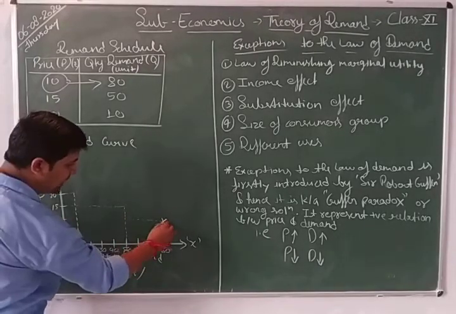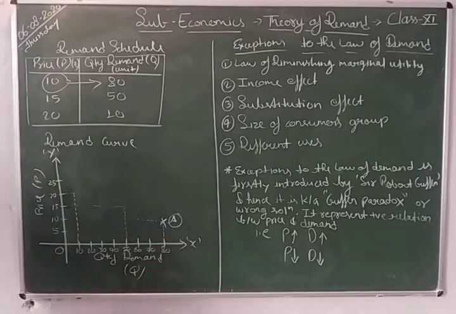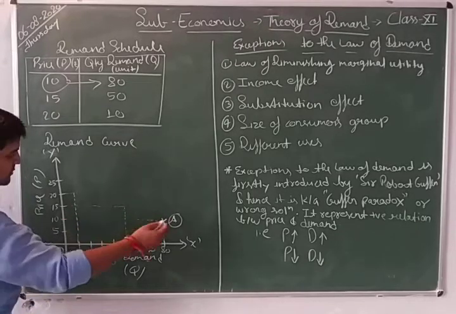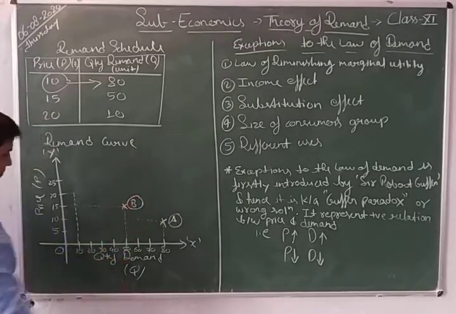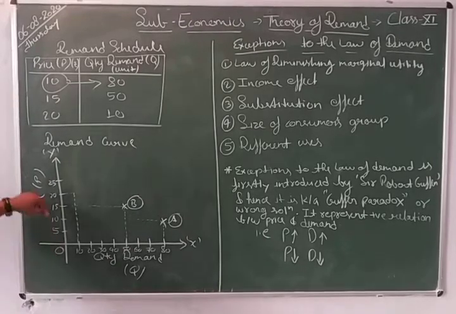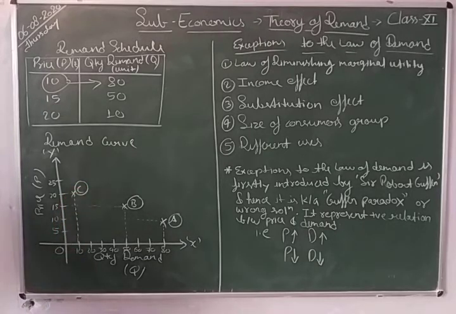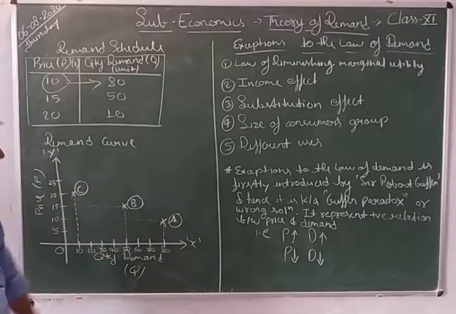We will find a point that is denoted by A. After that, when the price increases from 10 to 15, its quantity demanded goes to 50 units, and we will find the next point, that is point B. After that, if the price goes higher and becomes 20 rupees, then we will be able to buy 10 units. So the next point is point C. Okay, students, let us draw a curve. After joining these points C, B and A, we will get a curve like that.